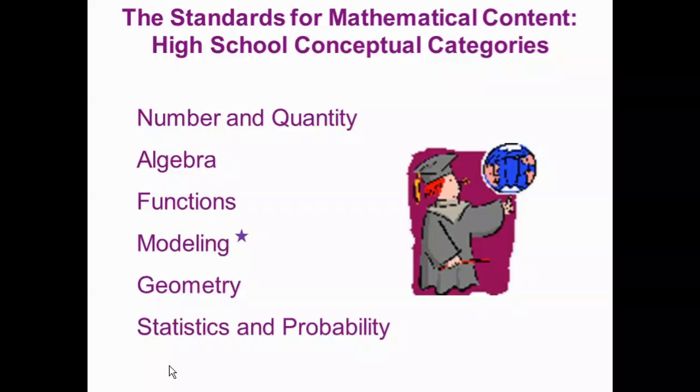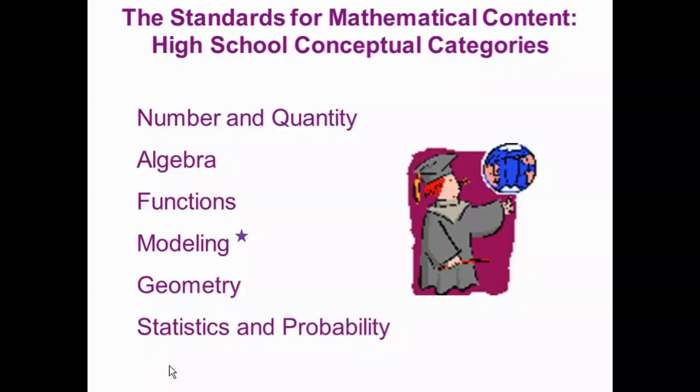And you'll notice that it's much different than how high school is right now with integrated algebra 1, integrated geometry, integrated algebra 2, and trig. So for example, if you're trying to create an algebra 1 type course, you might want to cherry pick from number and quantity, algebra, and functions.